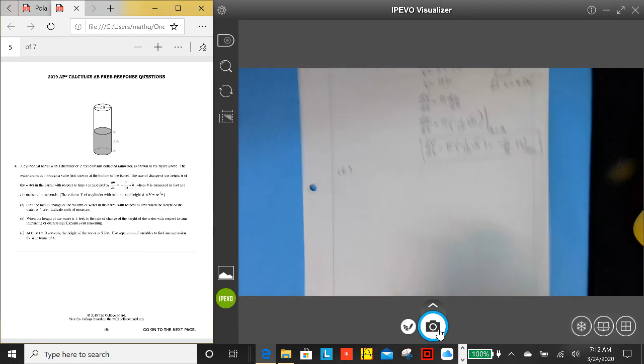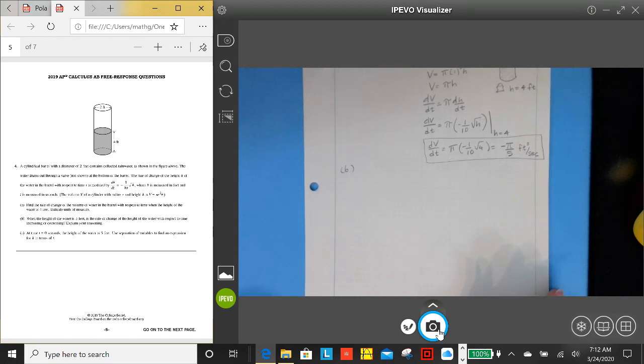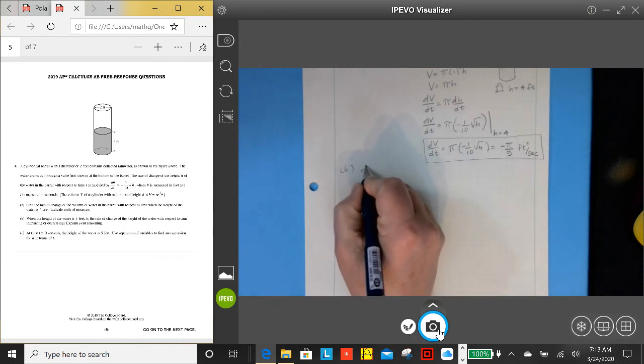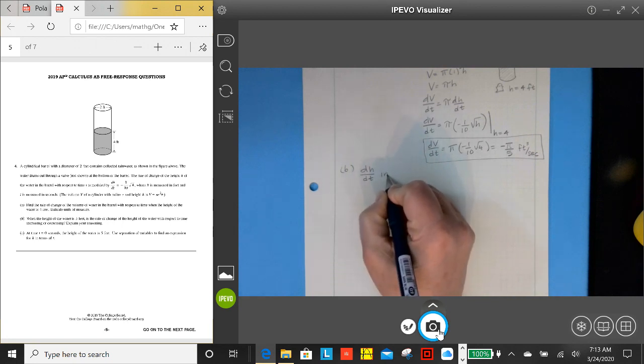Part B says, when the height of the water is 3 feet, is the rate of change of the height of the water with respect to time increasing or decreasing? Okay, well, they want to know if the rate of change is increasing or decreasing. So they want to know if my dh/dt is increasing or decreasing.